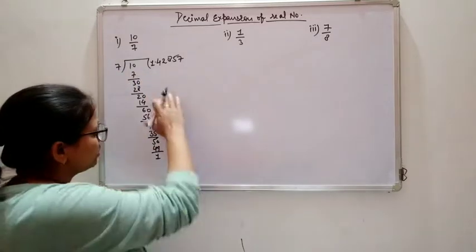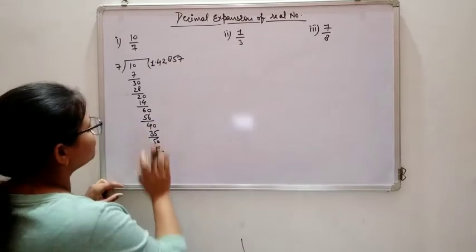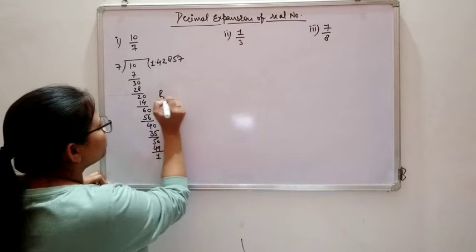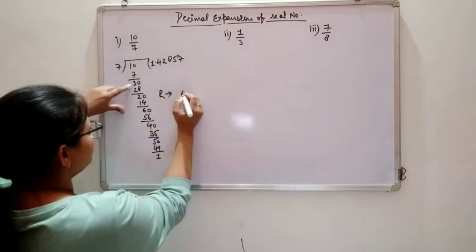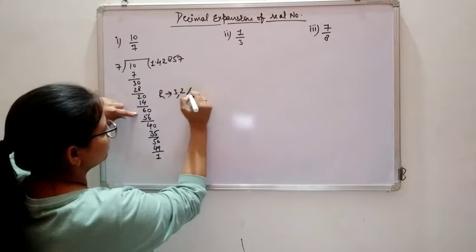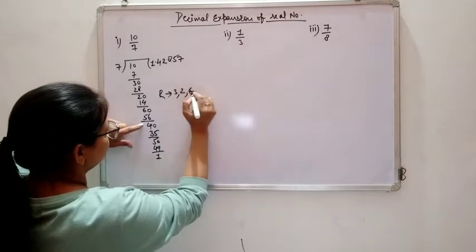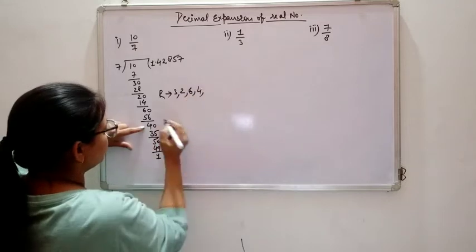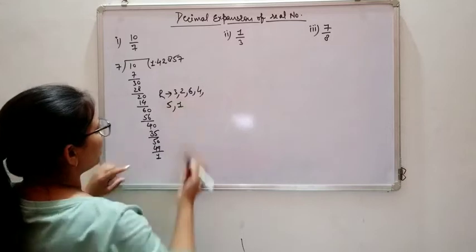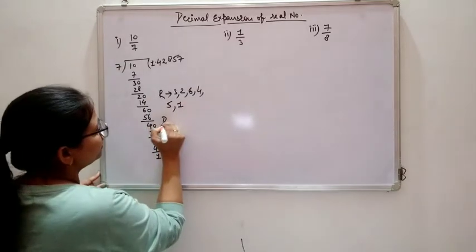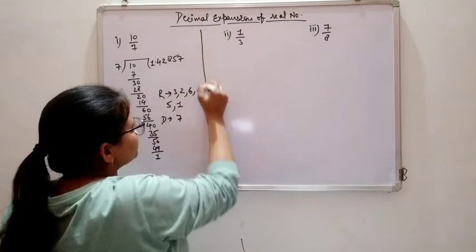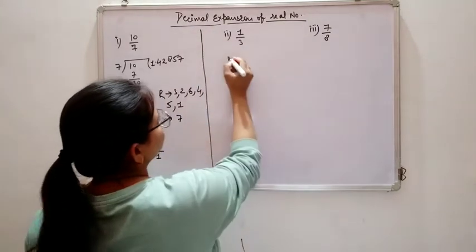So let's stop this process here and write the string of remainders. What are the remainders here? 3, then 2, then 6, then 4, then 5, then 1, right? And what is the divisor here? The divisor is 7. Clear? Now let's try to find out the decimal expansion of 1 upon 3.